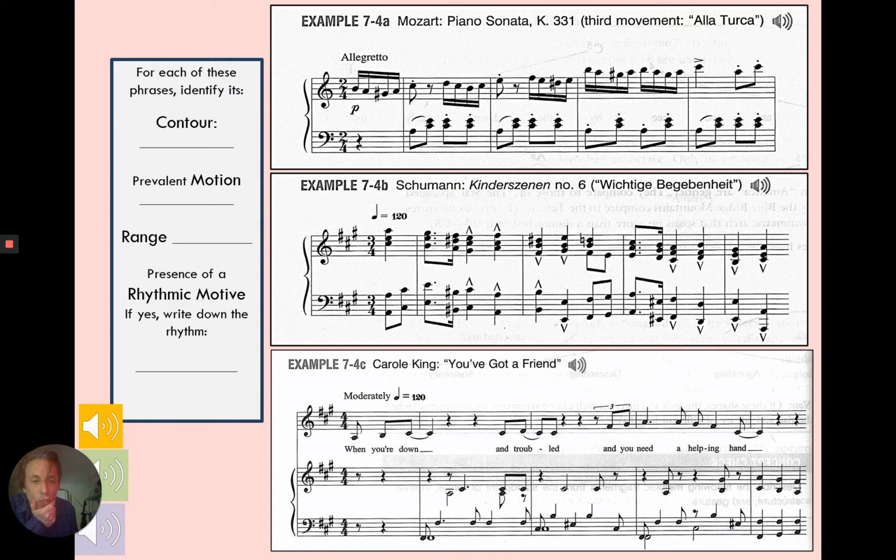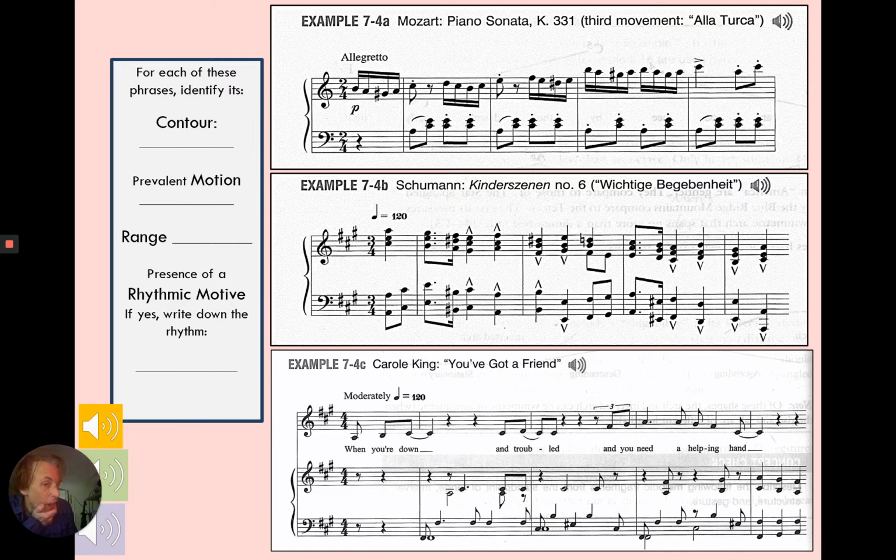Okay, so this is, I would call it an arc, going to the A and then back down. Okay, and the stepwise motion, little jump there, and a jump there at the very end. The range, again, this is a pure octave here from A to A. And to me, it does not have a rhythm motif.